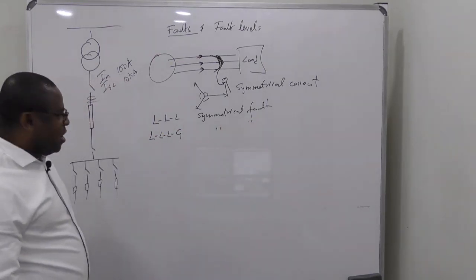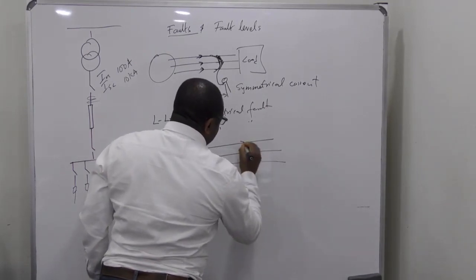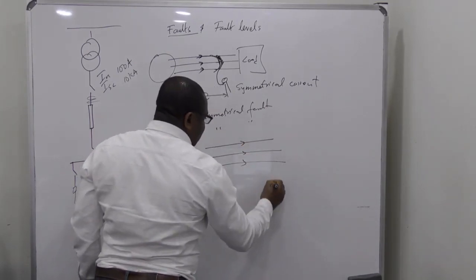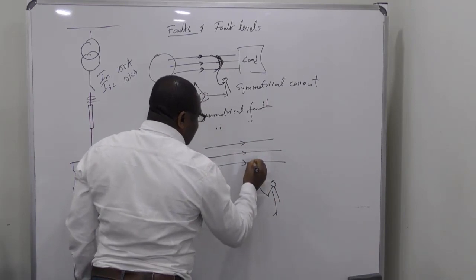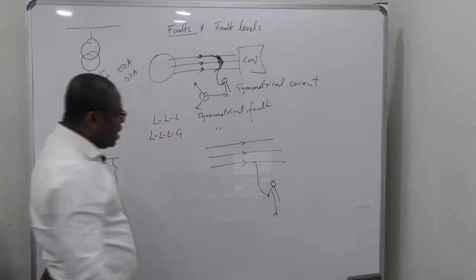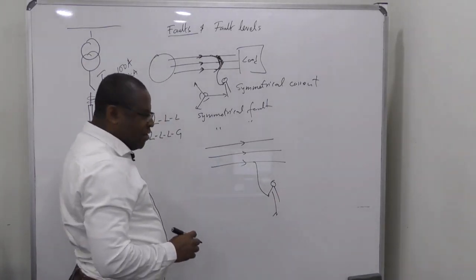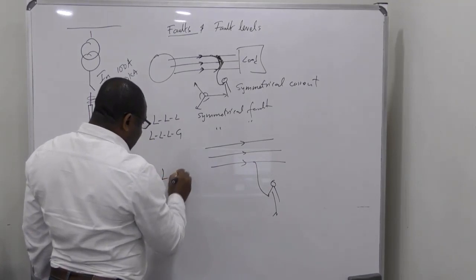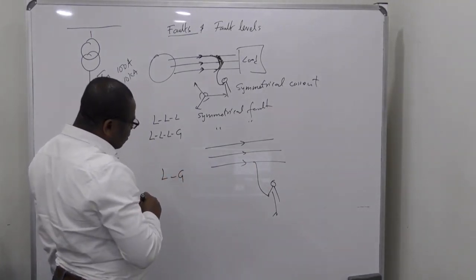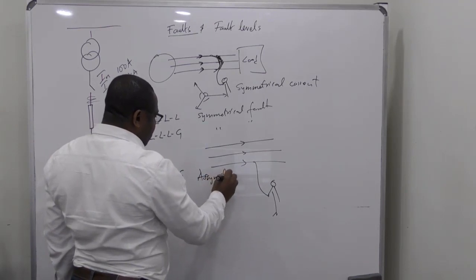All right? Now, what about if we have phase A, phase B, phase C, current is flowing, and someone stands on the ground and is touching only one phase conductor? In that case, the current flowing through here and here and here will not be equal. So this is just one line to ground. So we call this an asymmetrical fault.